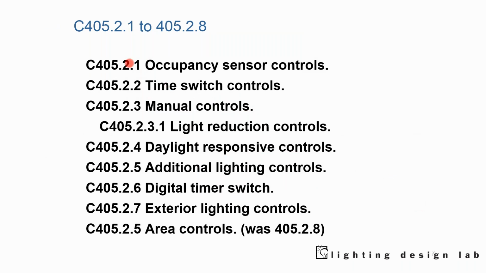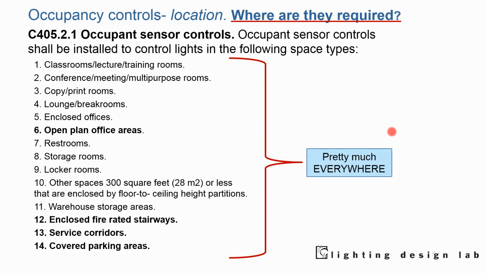So let's take a look at what some of these are, .1 through .7, and then we'll look at another, .8. Okay, so occupancy controls, location. Typically they'll talk about a control and say where it's located, and then they talk later about what it's supposed to do. So where are they located?